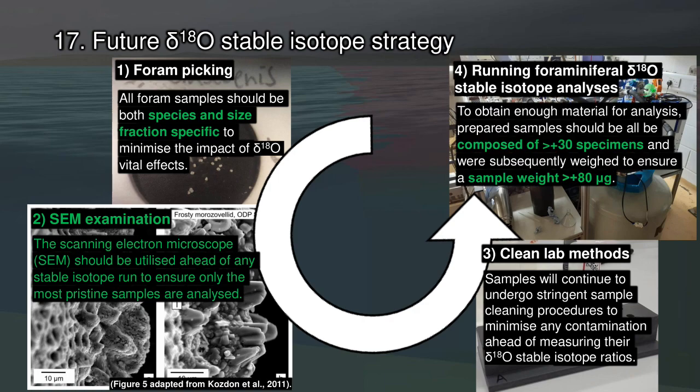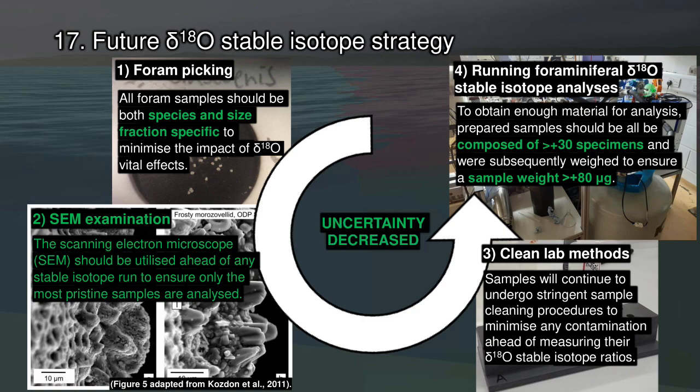possible, and when running foraminiferal delta 18O in the mass spectrometer, we should be looking to have samples of at least 30 specimens or more. It's interesting to see that in the initial delta 18O measurements, a lot of the samples might have been as few as 15. So we need to maybe double or treble that, and also reach at least 80 micrograms, so we have enough material that's representative of the overall sample.